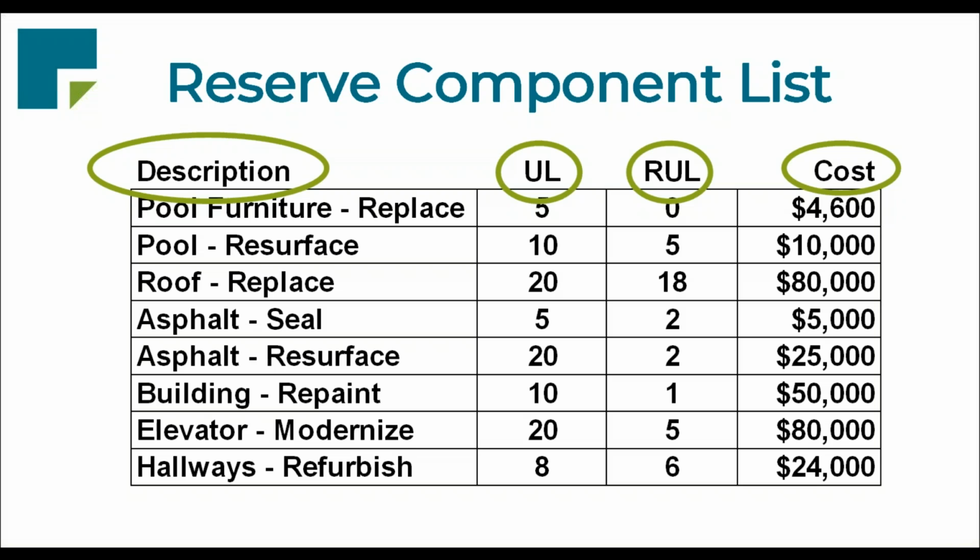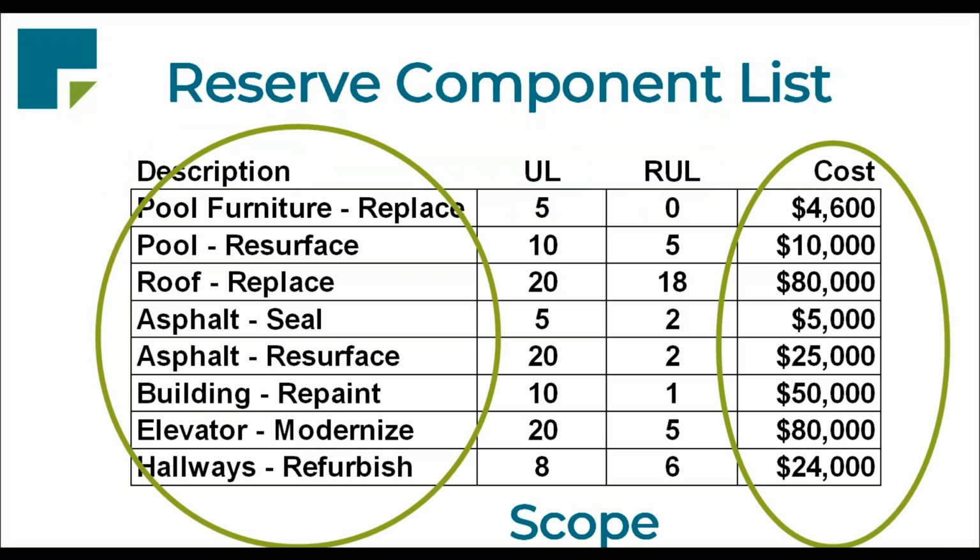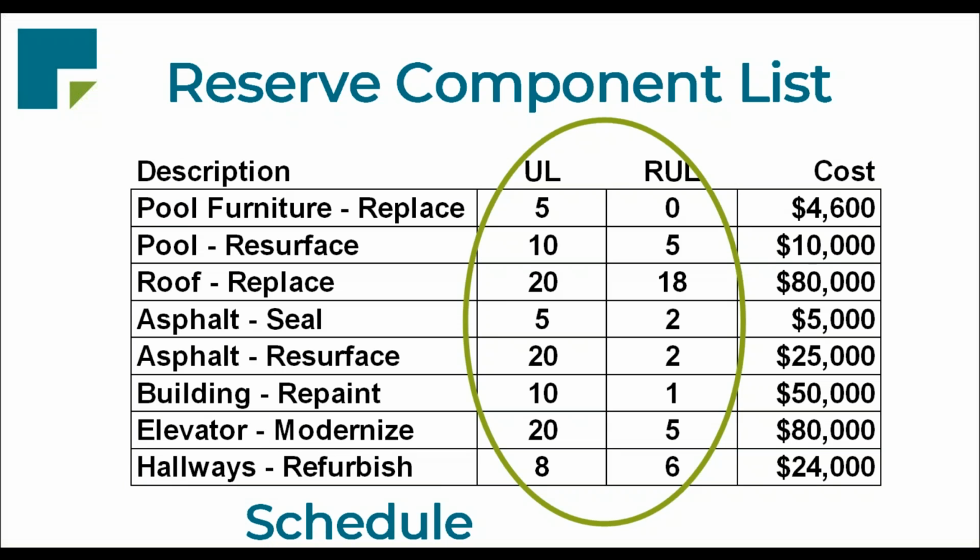Note that a reserve component list for a small association will likely have a different makeup than one for a large association, because some of the components that are significant to a small association may be under the level of reserve significance to a large association. Again, that threshold cost. So the component list shows the scope of your reserve projects. Scope is the type of projects they are and how expensive they are. The schedule is when these projects are expected to occur and recur over the years. That is the useful life and remaining useful life.